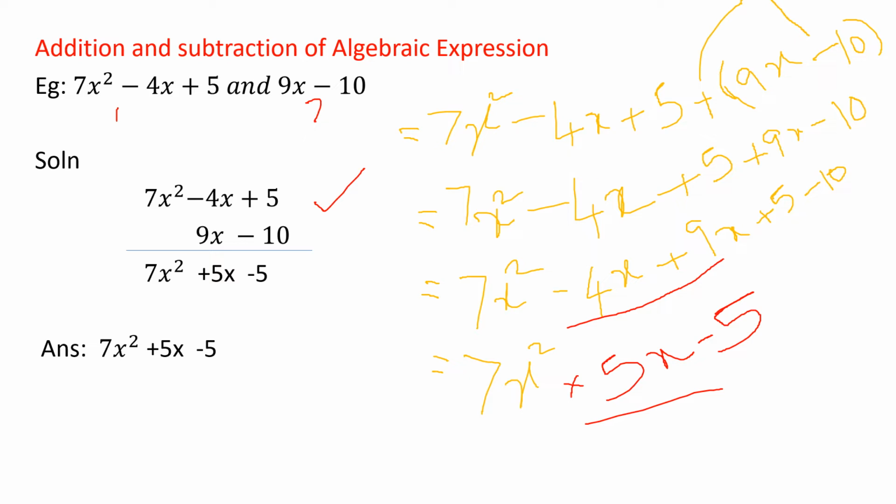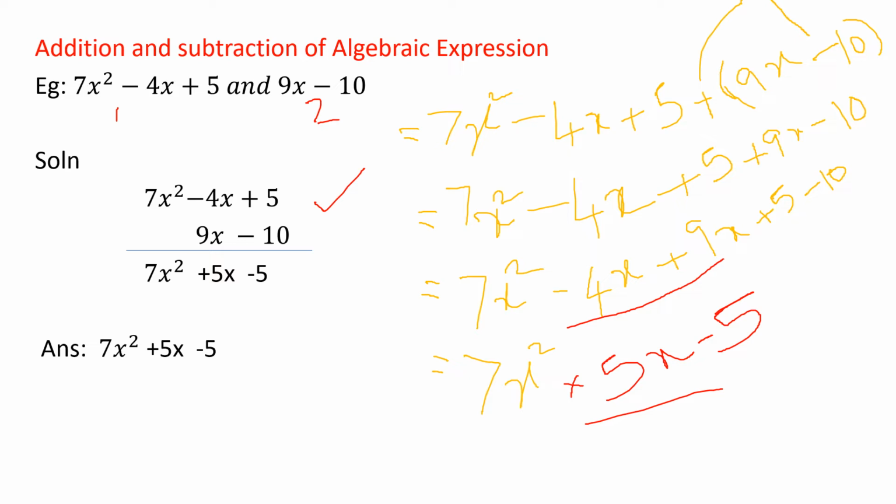And in the second equation, whether any x square term is there, no, there is no x square term, so leave it blank. Whether any x term is there, yes. So write down 9x below 4x because this is an x term. Next, whether any constant term is there in the second equation, yes, we have minus 10. So write it down below the constant.